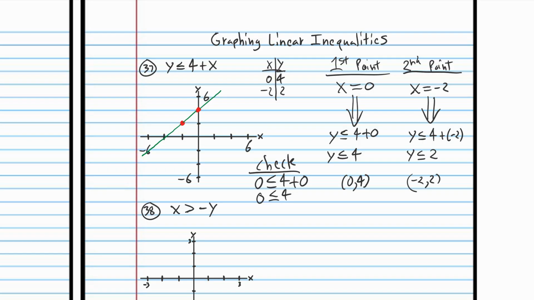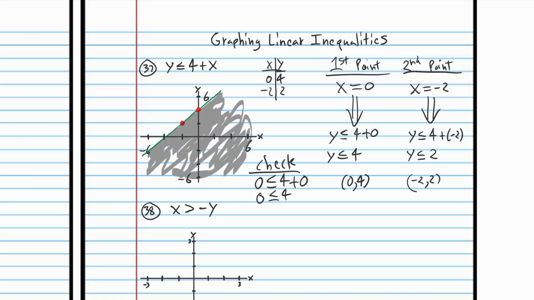So I want to ask you, is it true? Is it true that 0 is less than or equal to 4? And of course, that is true. 0 is less than or equal to 4. So what that means is that because our test point was here, all these values to the right of this line are going to work in that inequality. The values on the line and the values that are shaded in here, they're all going to work.